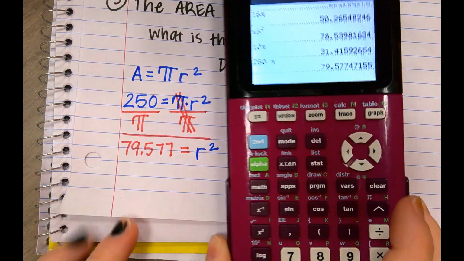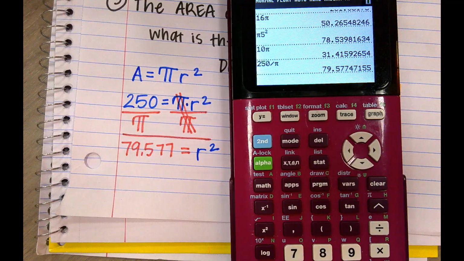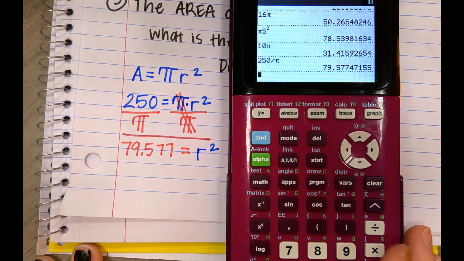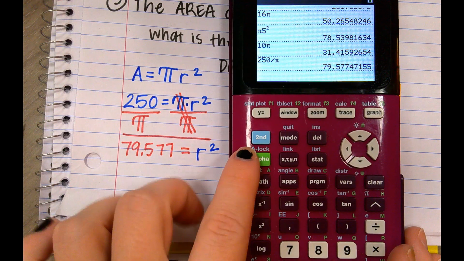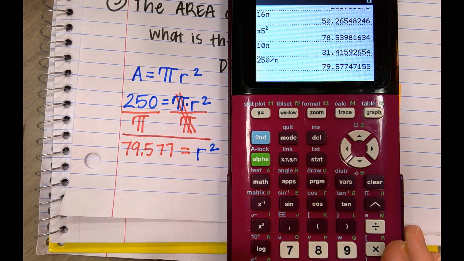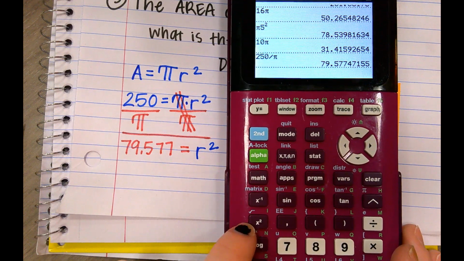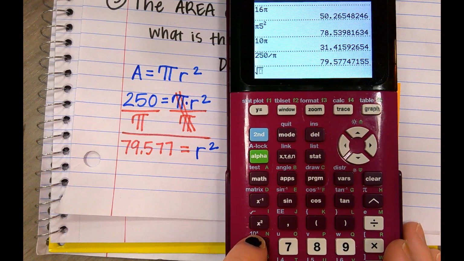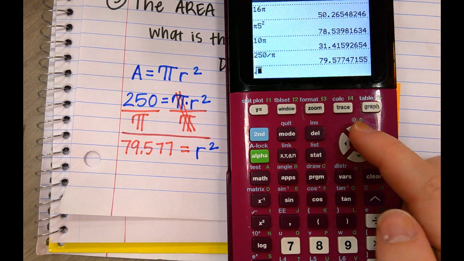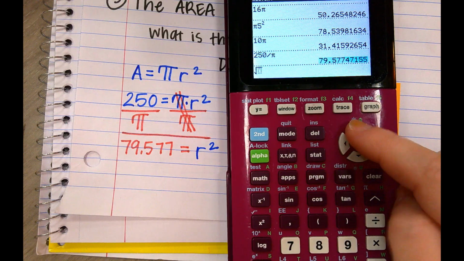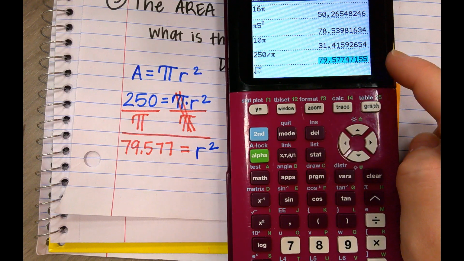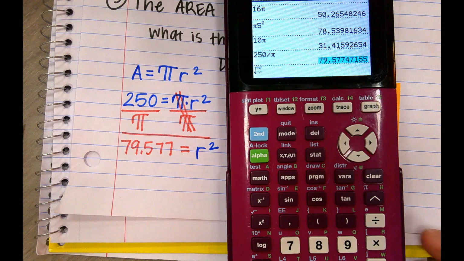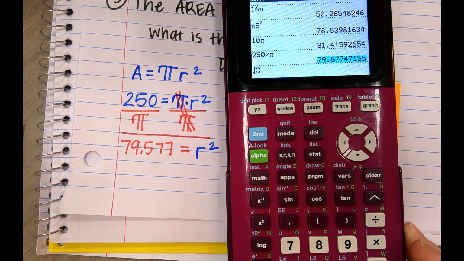Good. So to get the most exact answer on your calculator, and tell me if any of your calculators won't let you do this, we're going to start by hitting the second button, the square root button, which is that x squared down here by 7. And then instead of typing that in, I want you guys to try to arrow up and highlight that 79.577471155. Try to highlight it and hit enter.